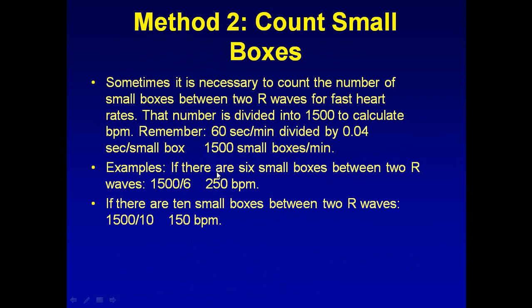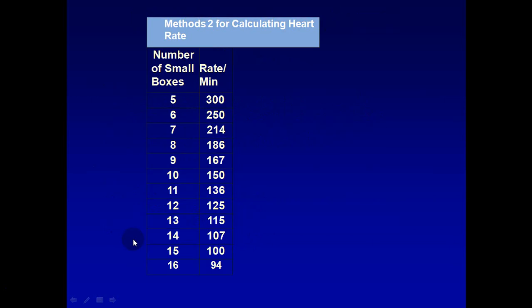If there are 6 small boxes, the rate is 1500 divided by 6, so it is 250, and so on. If there are 10 small boxes, we usually use the large boxes, but if the rate is very rapid, you just use small boxes. This is the exception: the number of small boxes divided into 1500, and we will find the rate like that in the table.